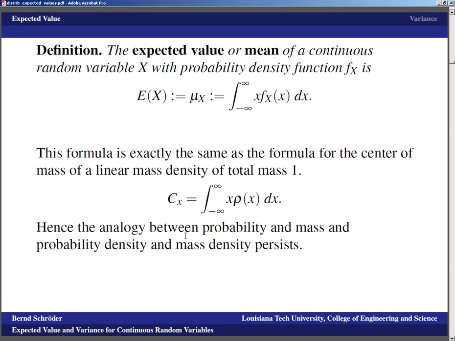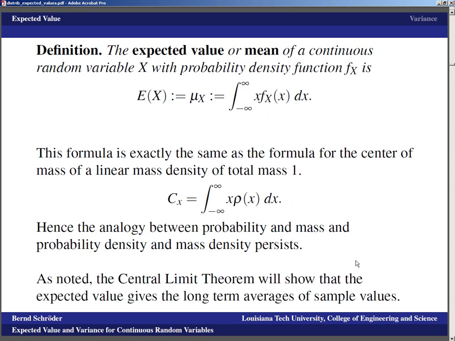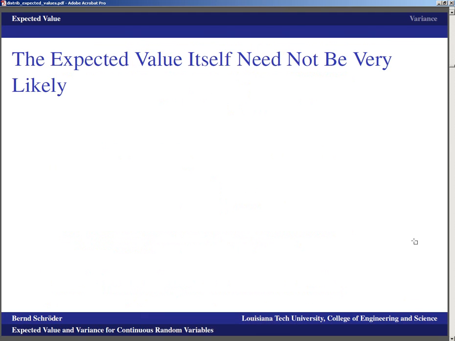And so the analogy between probability and mass that people often use, and probability density and mass density, that certainly also persists to the expected value. The expected value in many ways really is the center of mass of our density function. And the central limit theorem will show that the expected value actually gives long-term expected averages of sample values.